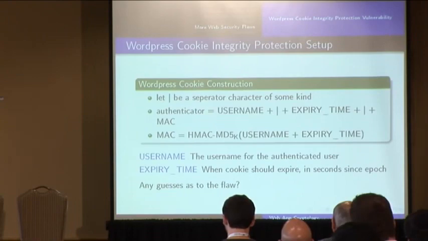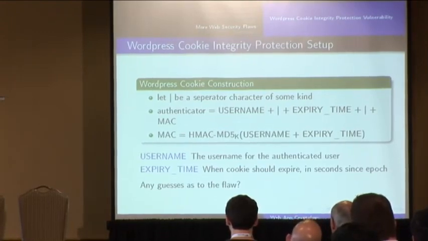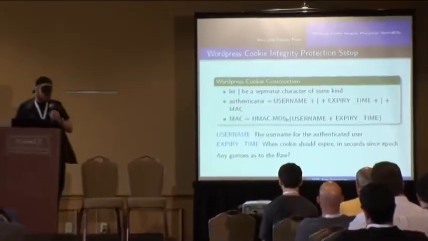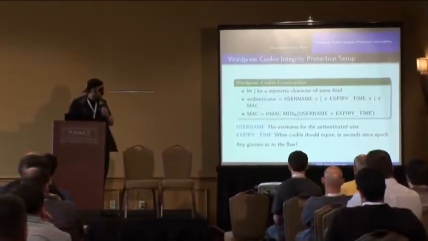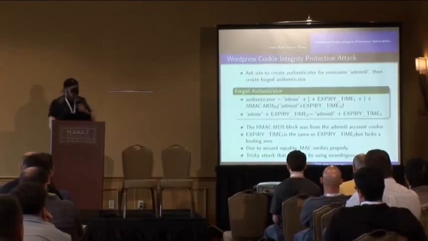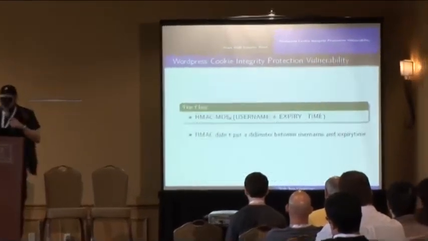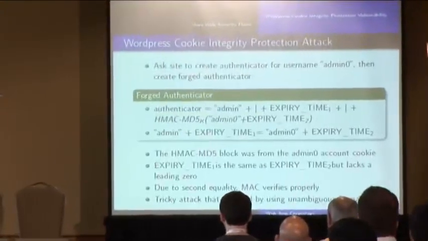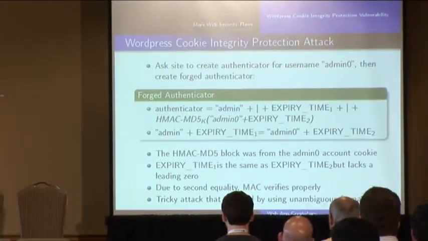Any guesses as to what the flaw is here? It's not trivial to see. The people who wrote it probably didn't get it. You might be guessing that it has something to do with the separator character, and you're probably right. What happens, because they didn't put this delimiter here, somebody actually hacked Light Blue Touch Paper, which I think is Ross Anderson's blog. They logged in as a username of admin0, and then they created this forged authenticator.